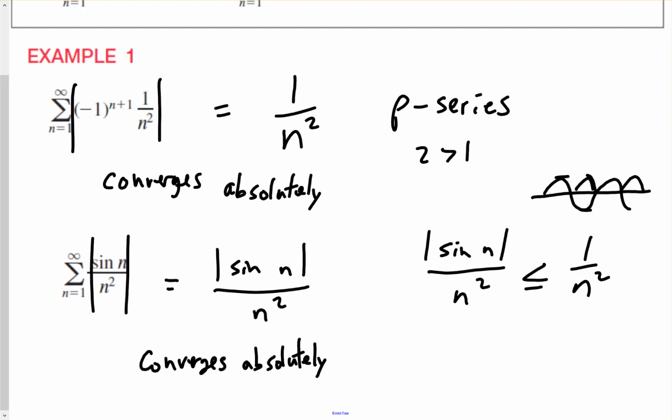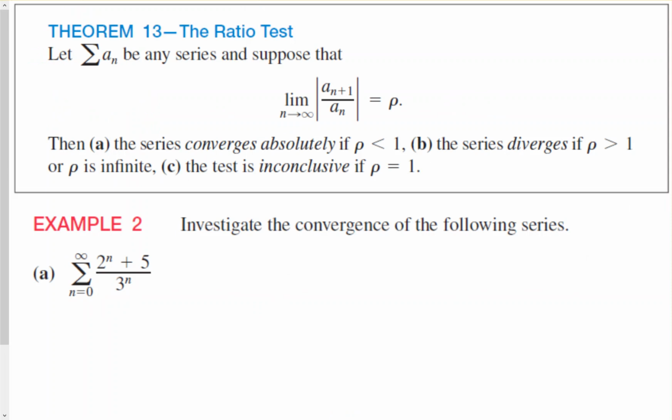Okay. Let's take a look at another test. We call it the ratio test. In the ratio test, we take our formula and we find the n+1 version of the formula, and we put it as a ratio over the original formula. Take the limit, and if we get a limit, this is our Greek letter rho, looks like a P, then the series converges absolutely if rho is less than 1. The series diverges if rho is greater than 1, or rho is infinite, and the test is inconclusive if rho equals 1.